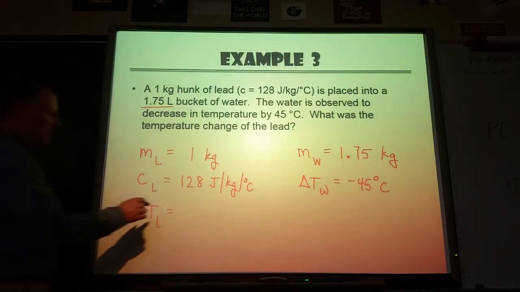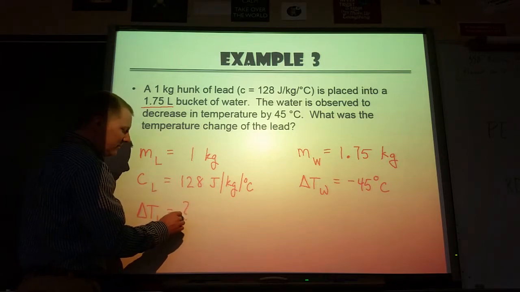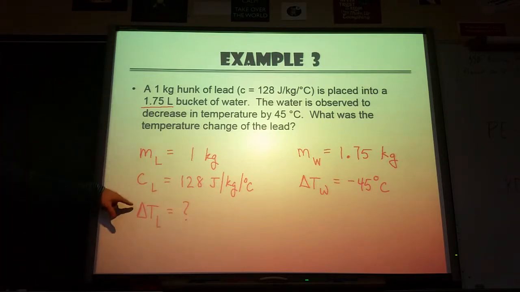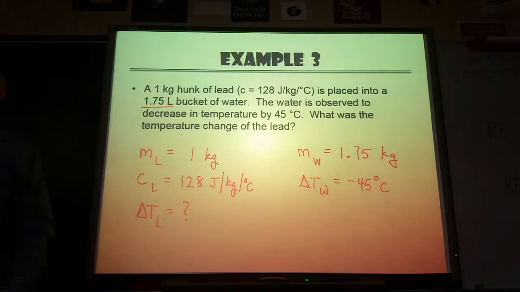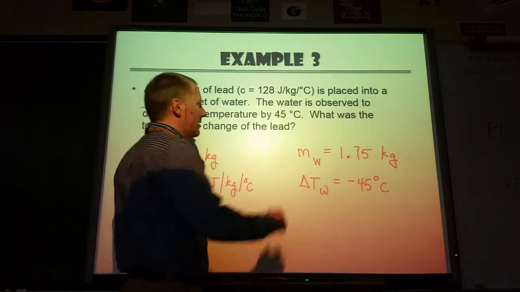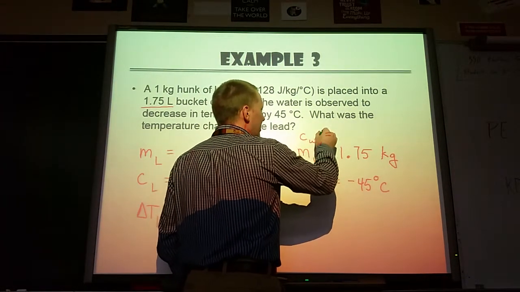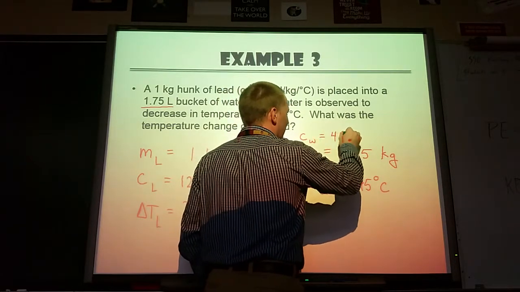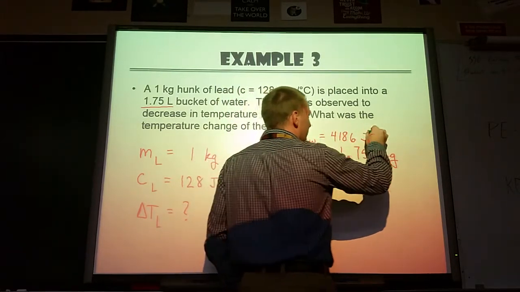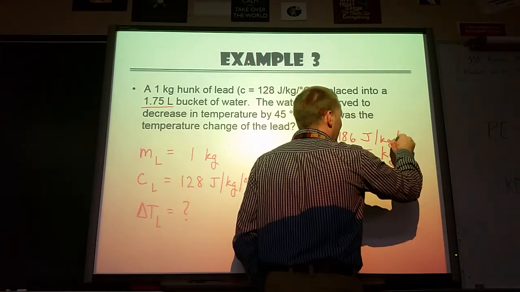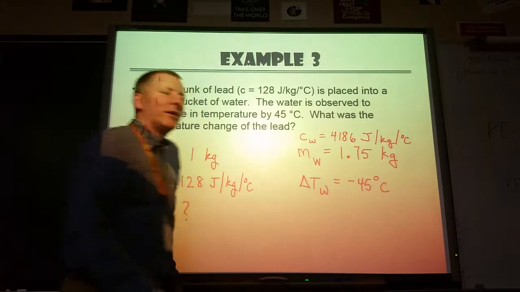Okay, we want to find the delta T of lead. Well, given these two things, if we want to find the delta T, what else are we going to have to know? Well, if we knew the temperatures, that would be a very easy way to go. But we don't have enough information to directly tell the temperature. Yeah, Jeremy. Why do we need the C of water? We do know it. It's 4,186 joules per kilogram per degree C. Why do we need that?